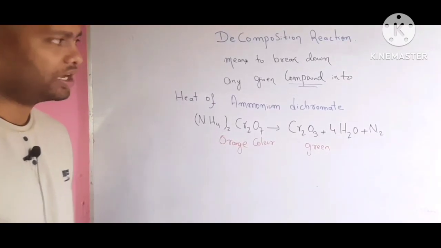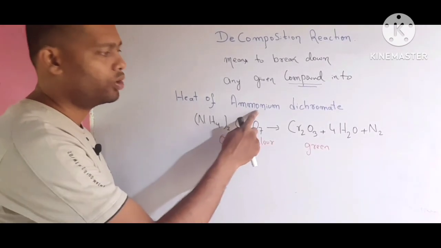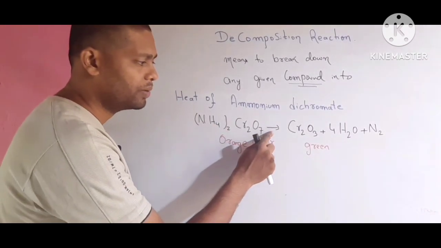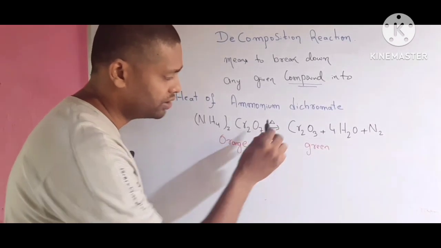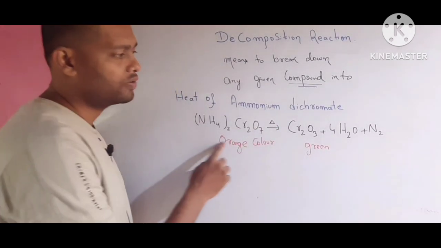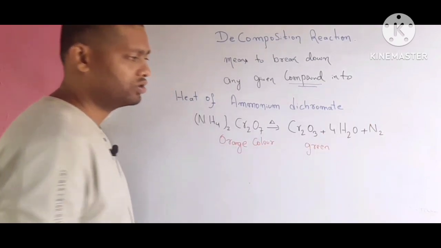Now this is the first reaction we will see, regarding the heat of ammonium dichromate. We know ammonium dichromate is this one only. We are passing heat over this one. We give a symbol of delta, meaning heat. Because of that we are getting chromium oxide, and water and nitrogen.